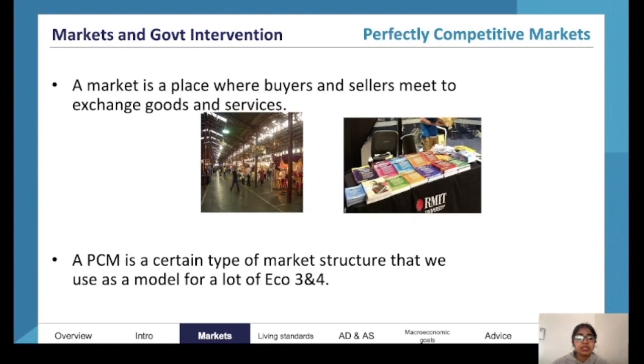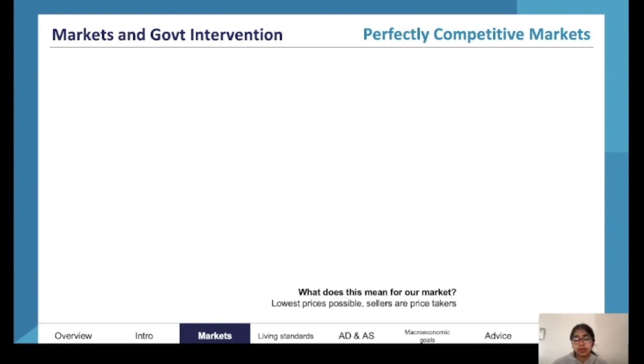And a perfectly competitive market is a very important structure that we learn for Unit 3 Eco. Obviously, you're going to have to look at that in the study design, but it's really important to know how a perfectly competitive market works and the properties of a perfectly competitive market. So, let's talk about that.